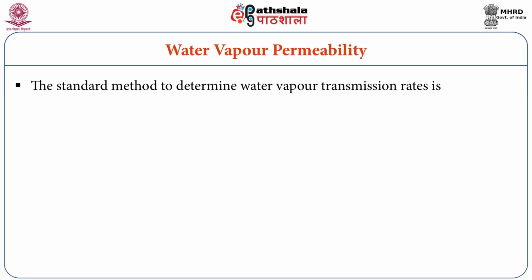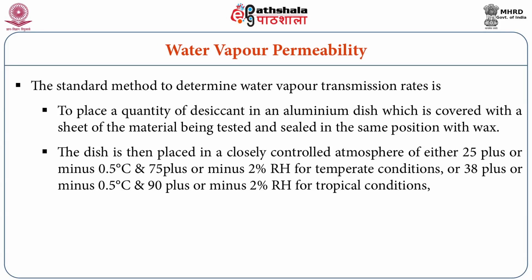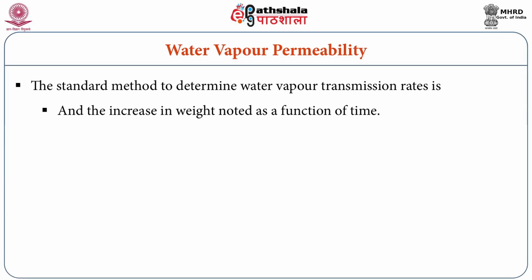The standard method to determine water vapor transmission rates is to place a quantity of desiccant in an aluminum dish which is covered with a sheet of the material being tested and sealed in position with wax. The dish is then placed in a closely controlled atmosphere of either 25 plus or minus 0.5 degrees centigrade and 75 plus or minus 2% RH for temperate conditions, or 38 plus or minus 0.5 degrees centigrade and 90 plus or minus 2% RH for tropical conditions, and the increase in weight is noted as a function of time.